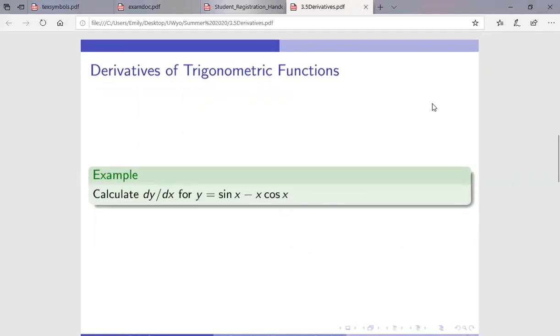So calculate dy dx for y equals sine of x minus x times cosine of x. Go ahead and pause and work out this example on your own.